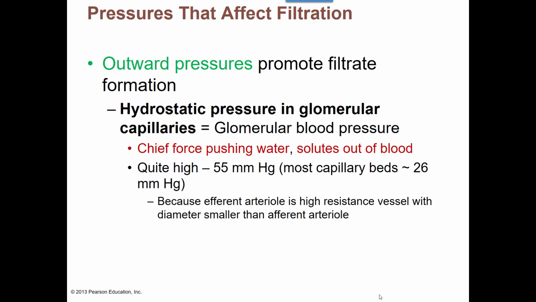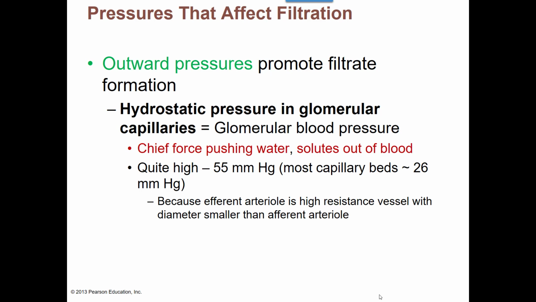Now, your blood pressure in these capillaries, in the glomerulus, is about 55 millimeters of mercury. That's high, because blood pressure in most capillary beds is about half that, because it's slow for oxygen-carbon dioxide exchange. This has to be high. We need that high blood pressure to push water, push solutes out of blood. And part of the reason why it's so big is because that efferent arteriole, the exiting arteriole, is smaller in diameter than the afferent. So you have that extra pressure when you change the diameter to something smaller.